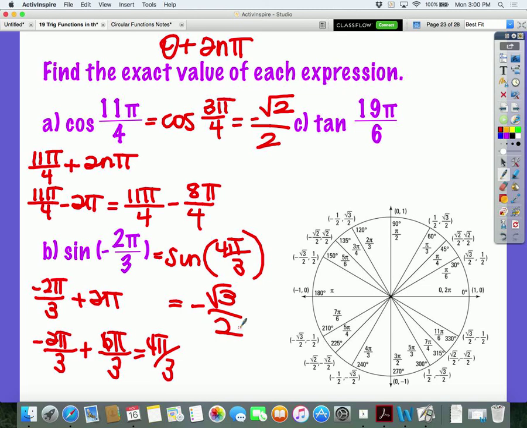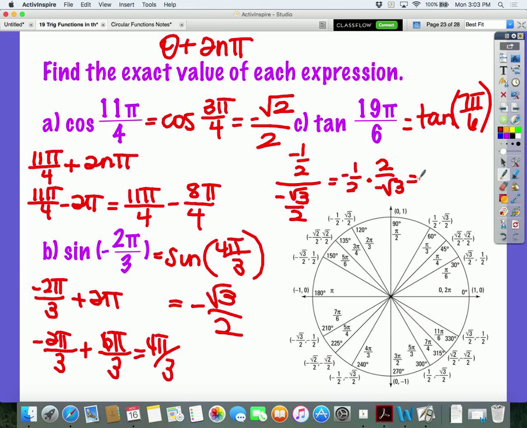Tangent. Find the coterminal angle for 19 pi over 6. Bring it back. What's our coterminal angle? 7 pi over 6. So the tangent of 19 pi over 6 is the same as the tangent of 7 pi over 6. Tangent is what over what? Y over x. So the y value of 7 pi over 6 is negative 1/2. And we're going to divide that by the x value. And we're going to have to keep, change, flip.